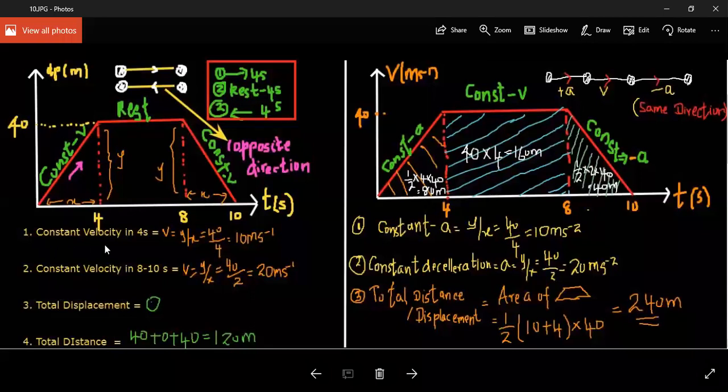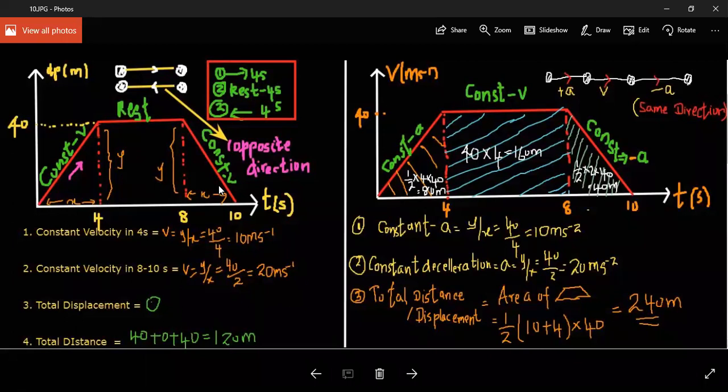So if they ask for velocity, v equals y over x, this means the y axis over the x axis. So if y is 40 and x is 4, then 40 over 4 would be 10 ms^-1. But here, look at this one. In this graph, the same numbers, but they will ask for the constant acceleration at this point. So 40 over 4, and here 10 ms^-2, this would be acceleration, right?